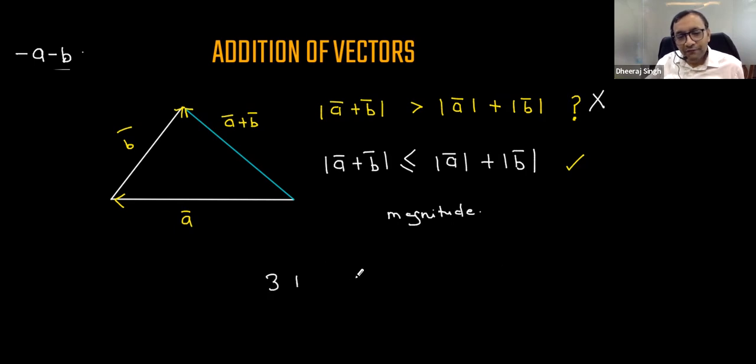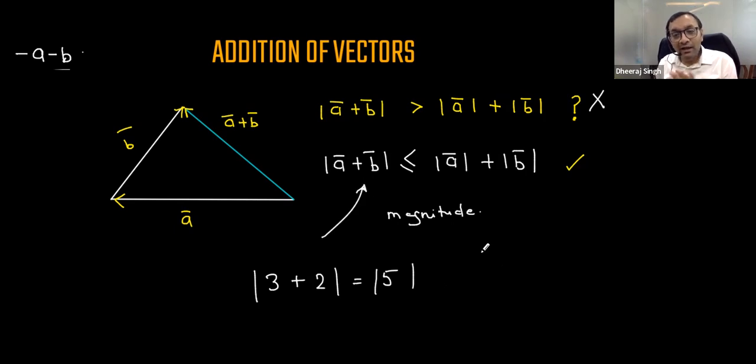So 3 plus 2 is 5. And even if you take mod, or without taking mod, 3 plus 2 is always equal to 5. But that kind of unique thing happens with a vector. When you add two vectors, whatever comes out, the length of that vector will always be less than or at max equal to the sum of the lengths of the other two vectors. Okay, remember this. Now let us progress to the next thing about the vectors.